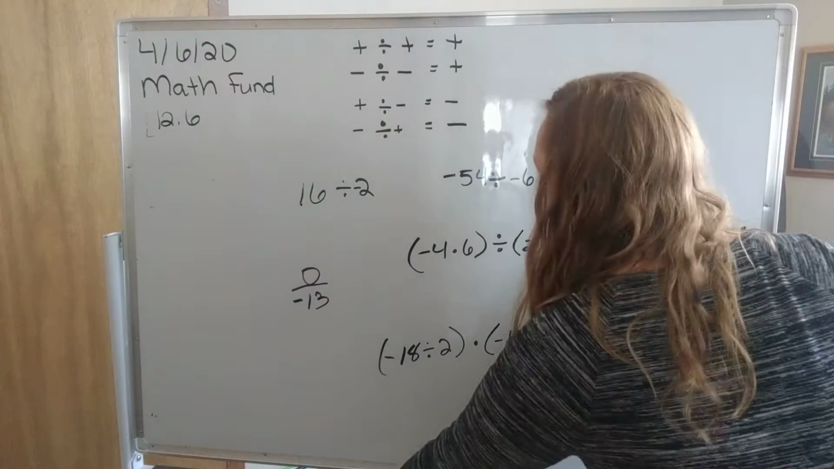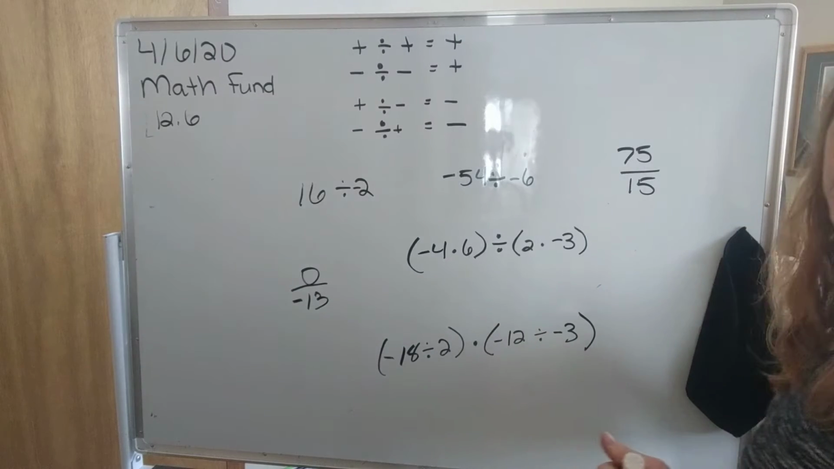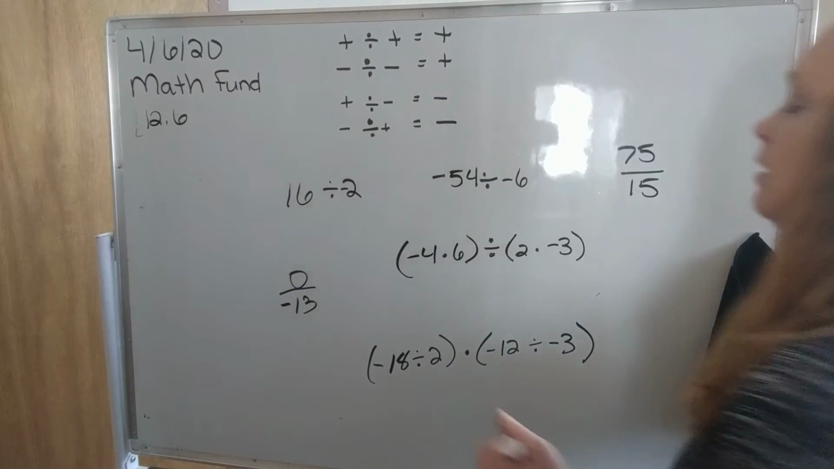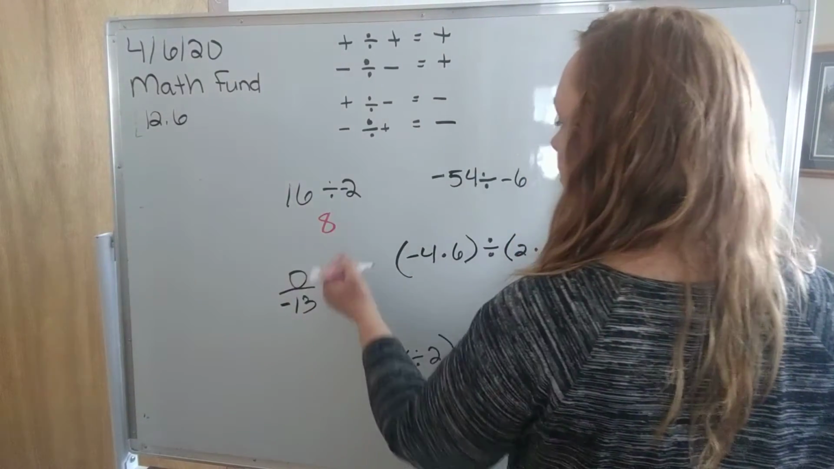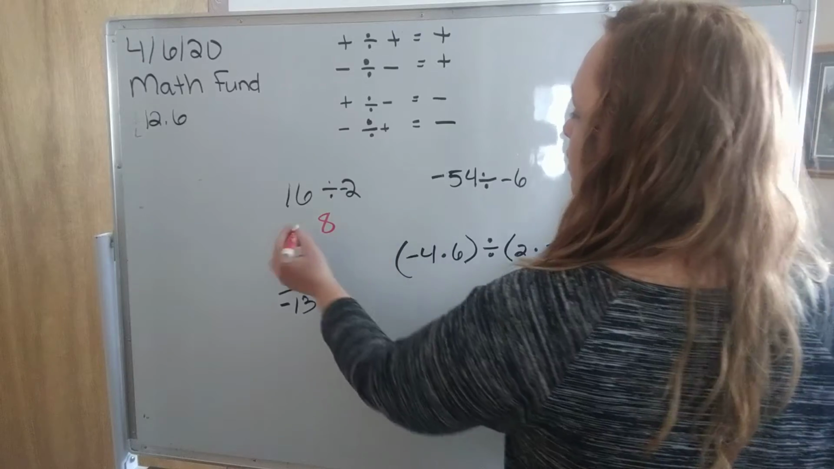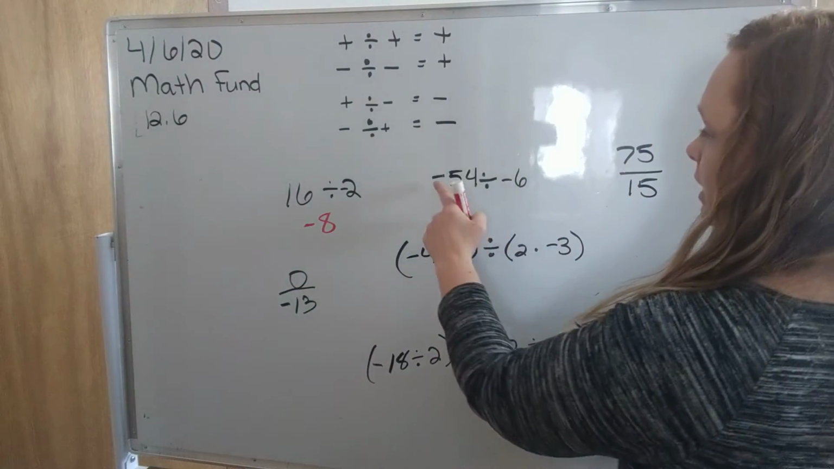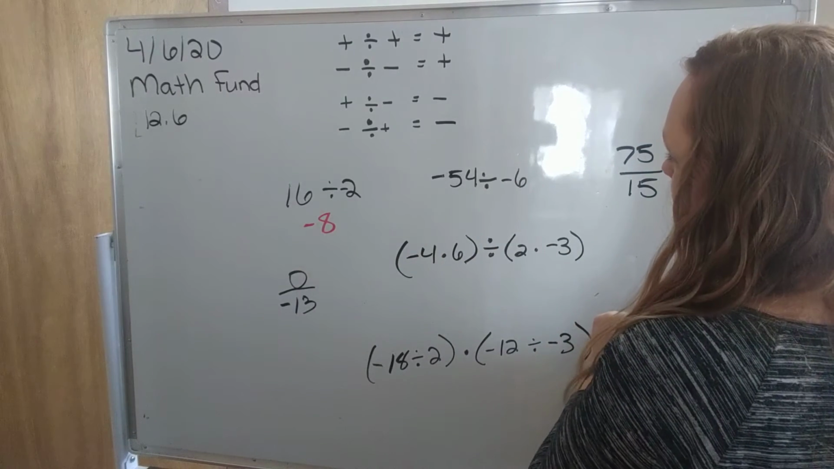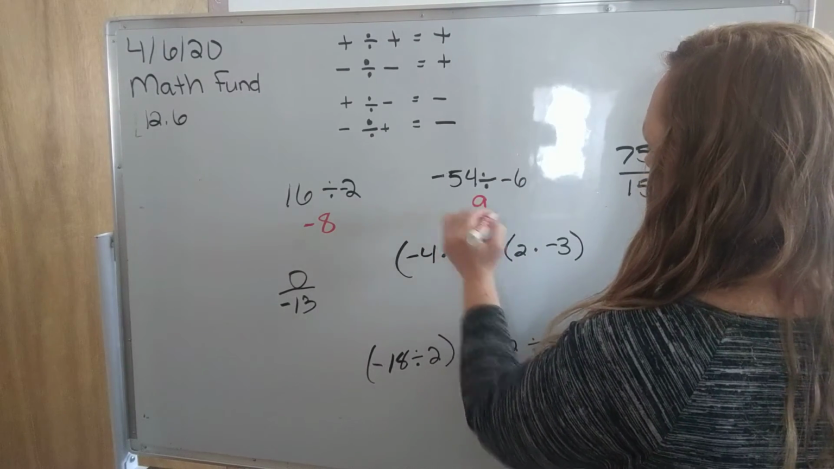Okay, so let's get started with these examples that I've written on the board. Let me try to move that so the glare is not on any of them. Okay, so 16 divided by 2 is 8. A positive and a negative make a negative answer. A negative and a negative make a positive. 54 divided by 6, so that is 9.